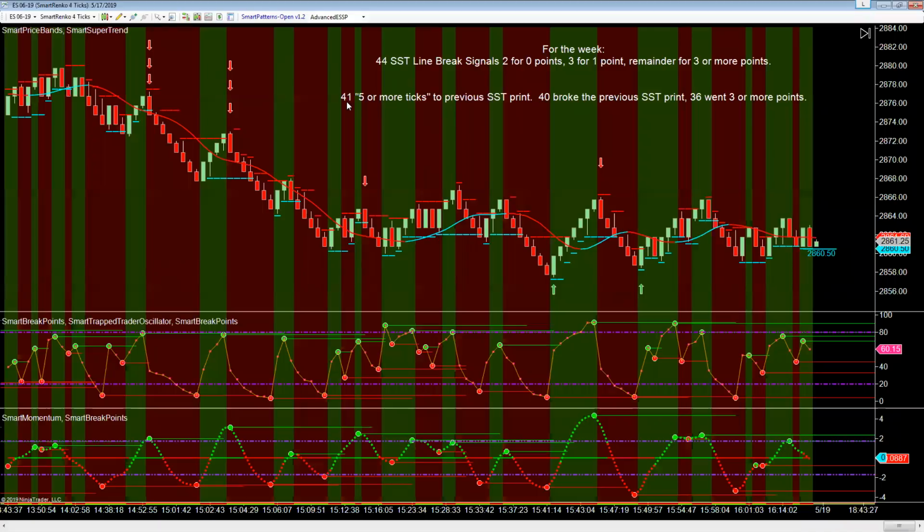We had 41 of those signals. 40 broke the previous SST print, and by that we just simply mean, you see this blue cyan, we've got this red, there's the entry. 40 out of the 41 broke that and went in our favor, a minimum of that. So there was one of these signals that immediately went against us. And 36 went for 3 or more points.